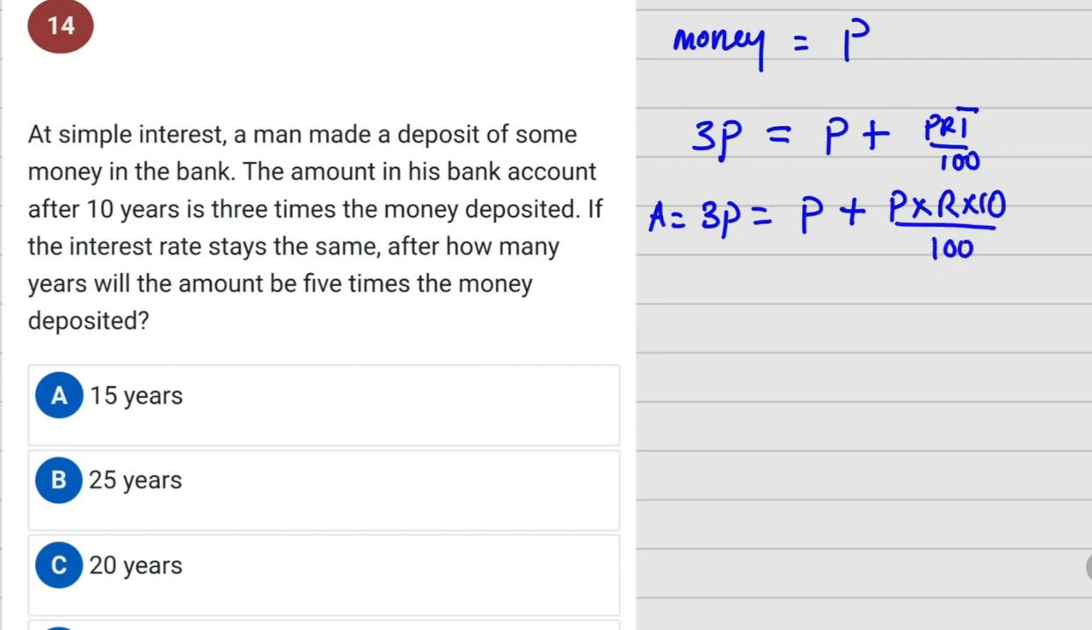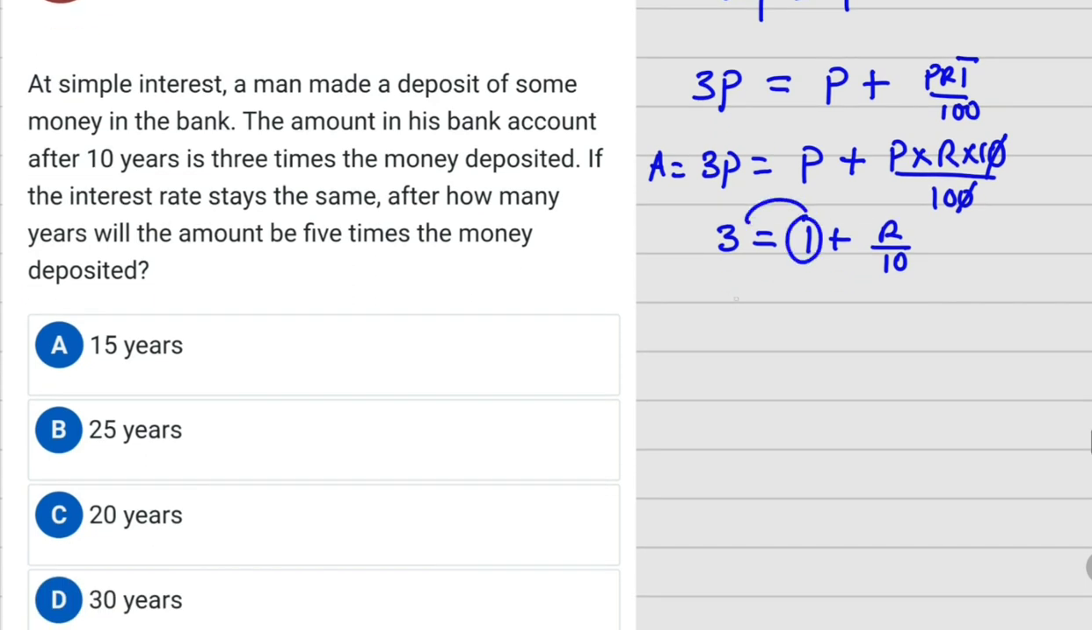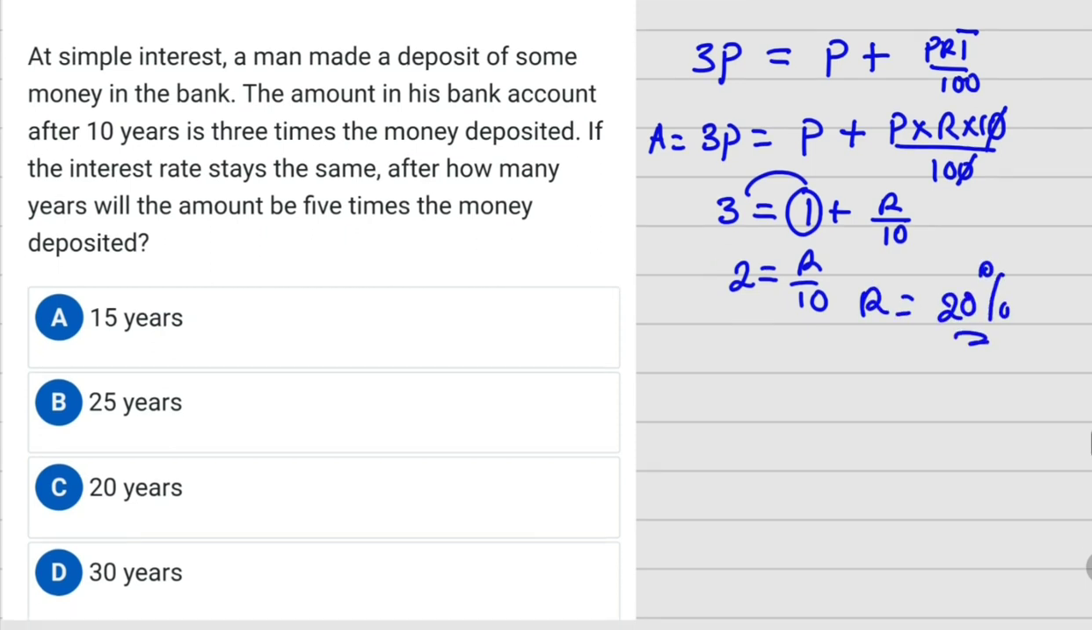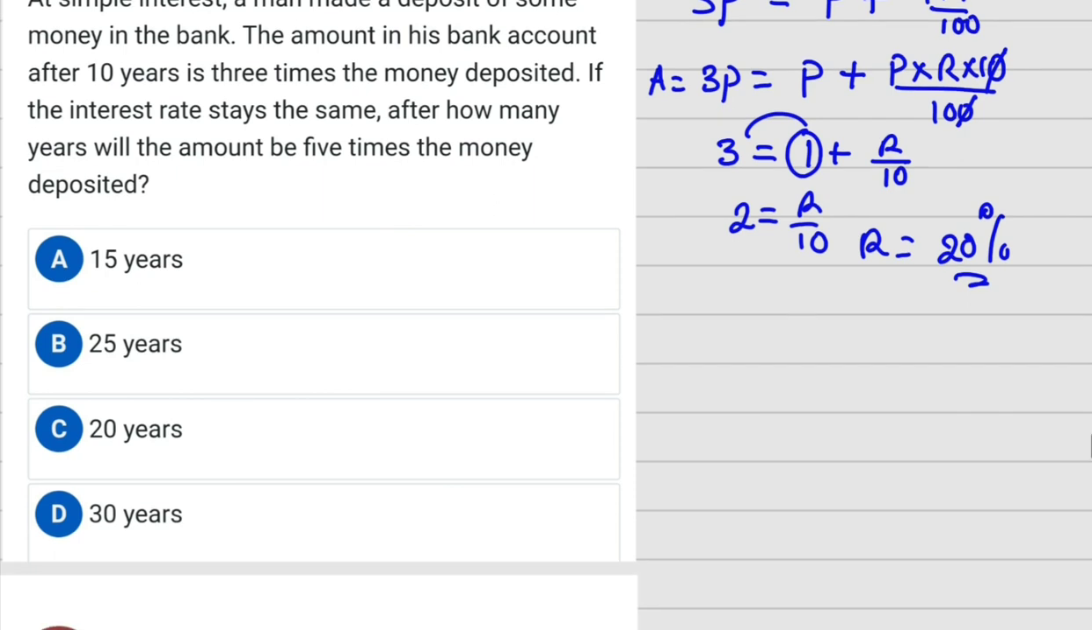Now, if you divide through by P, you are going to have 3 is equal to 1 plus, this cancels this, so we are going to have R over 10. Now, taking this one to this place, we are going to have 2 is equal to R over 10. So our R is actually 20%. So we've gotten that. Now, the second part of the question says, if the interest rate stays the same, after how many years will the amount be 5 times the money deposited?